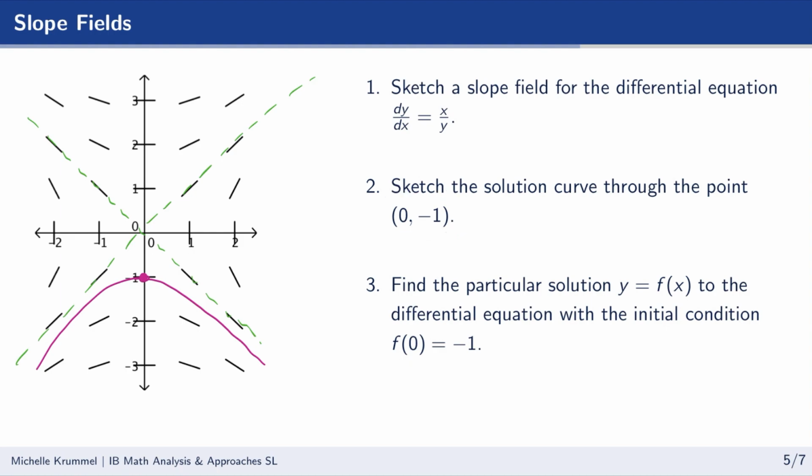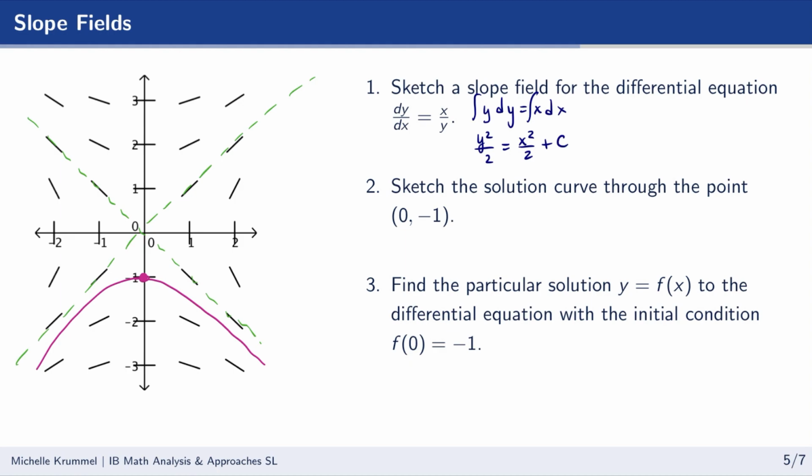Okay, find the particular solution to the differential equation with the initial condition f of 0 equals -1. So I'm going to come back up here and solve this differential equation. We're going to multiply both sides by y, and multiply both sides by dx. So y dy equals x dx. Then we can integrate both sides. So we get y squared over 2 equals x squared over 2 plus our constant c.